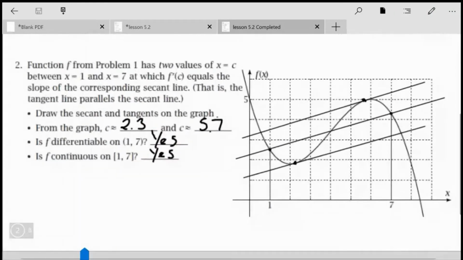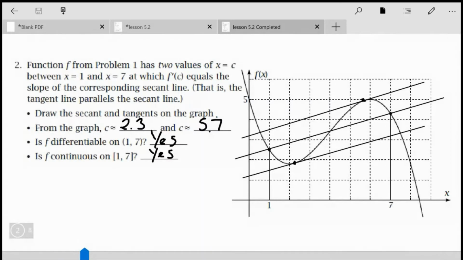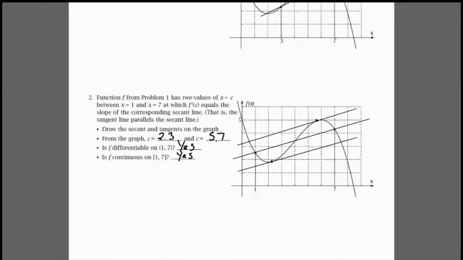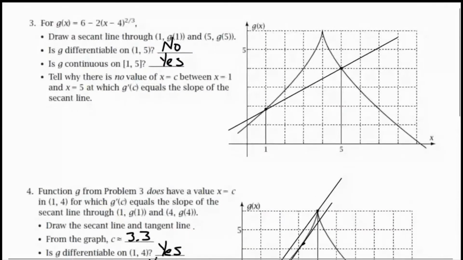Okay, so here's question number 2. And you can see on this one, we had actually 2 lines that were parallel to the secant line, where the slope of the tangent line is equal to the slope of the secant line. And my 2 points this time were around 2.3 and 5.7. Was the function differentiable? It's the same function as before, so yes, it's differentiable everywhere. Is it continuous on the interval 1 to 7? Yes, again. All right, number 3.